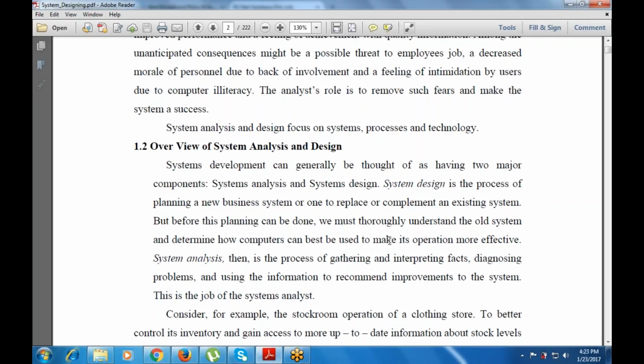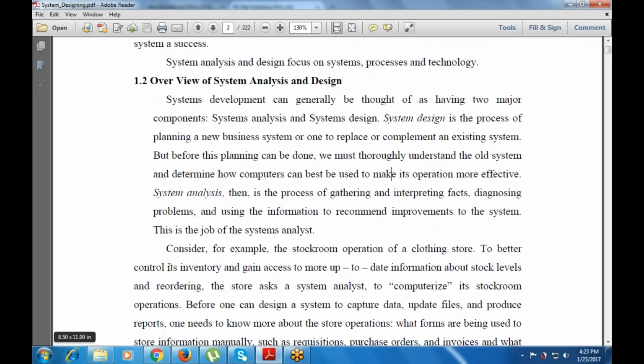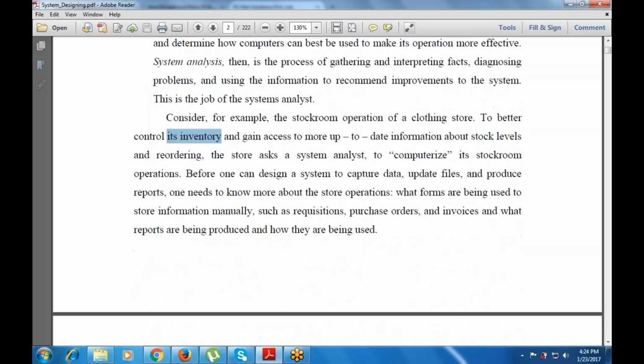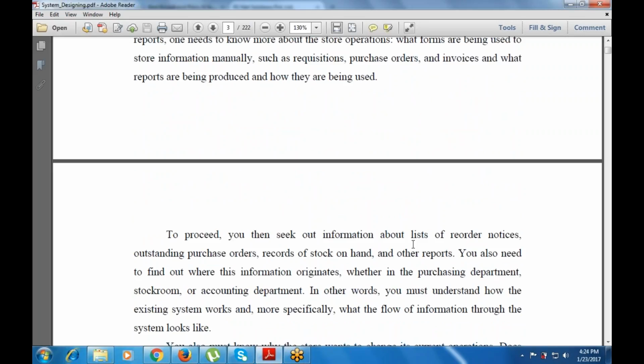Consider, for example, the stockroom operation of a clothing store that wants to better control its inventory and gain success, so that success is available within the system. This is an example of how to make the storeroom or inventory computerized, which is known as an online inventory system. So, proceed.